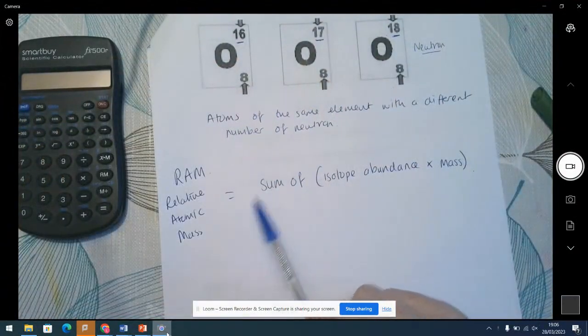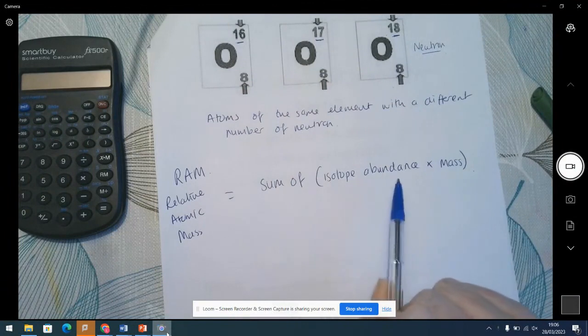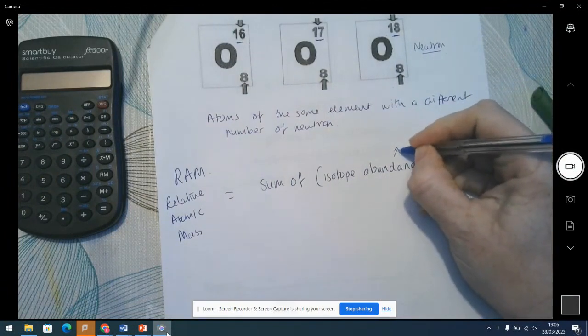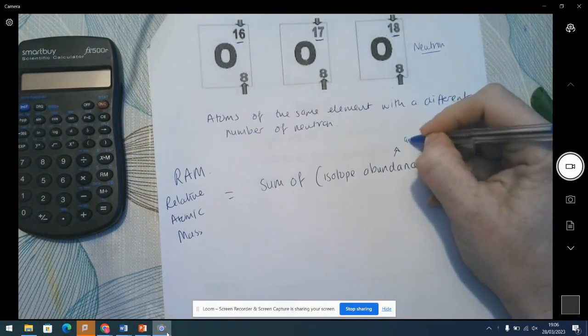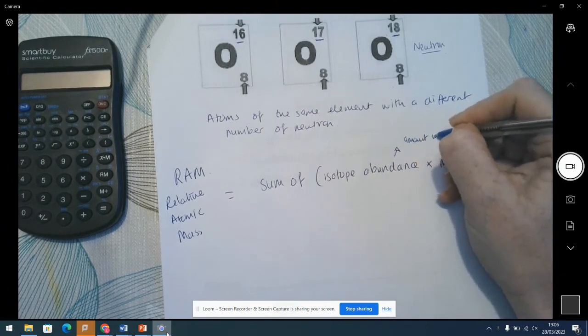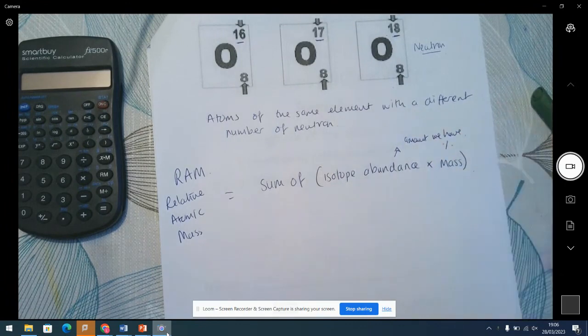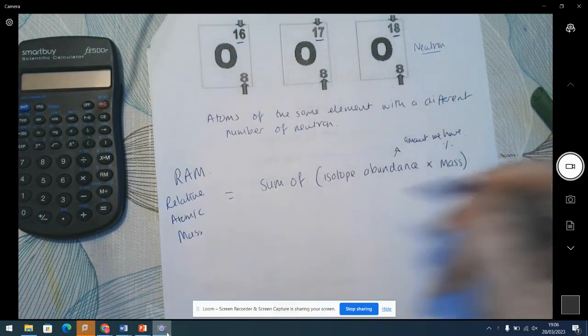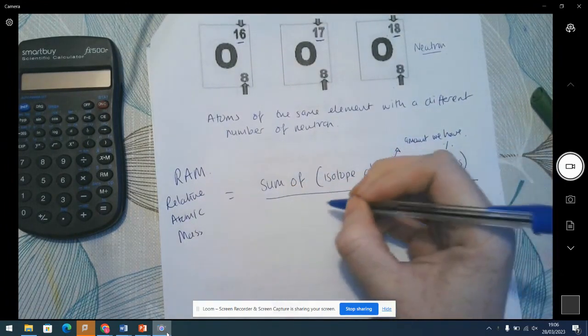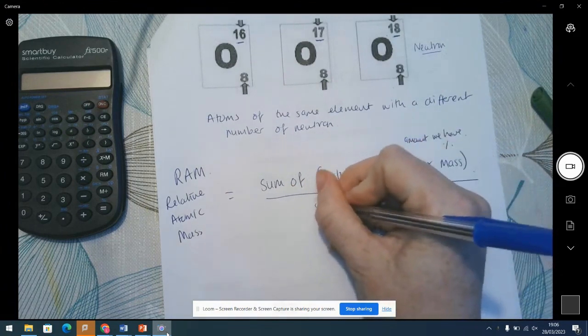We do this by a calculation where we take the sum of the isotope abundance. Now that's a fancy word. So abundance just means essentially the amount we have of it. So that usually is a percentage. And we then divide that by the sum of the abundance.